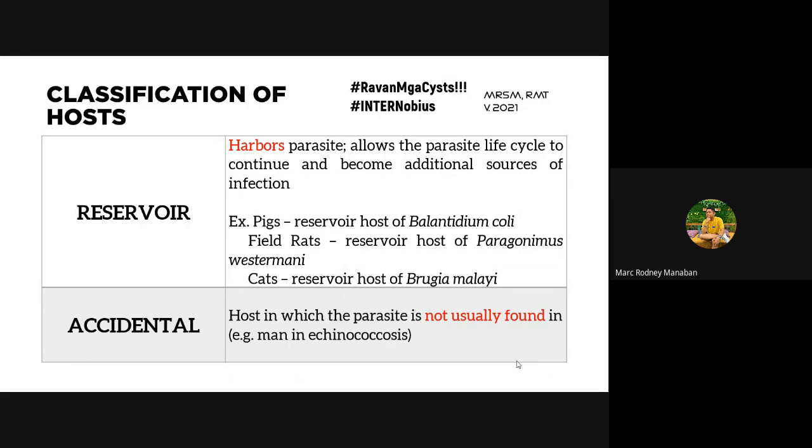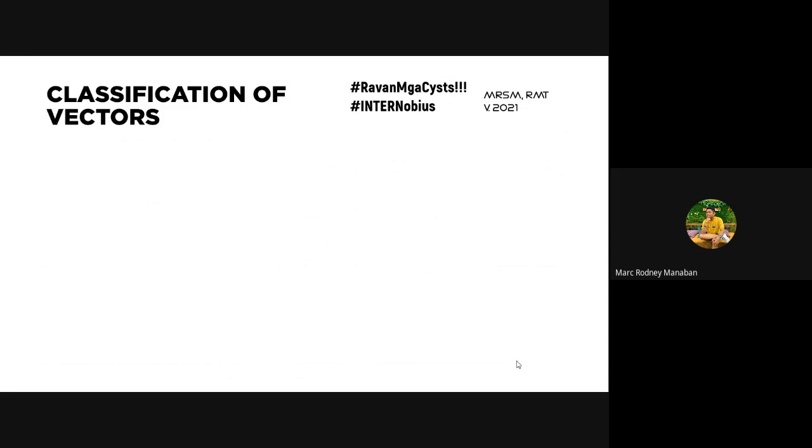Okay. And of course, accidental hosts, similar with your accidental parasites. Again, it's the host in which the parasite is not usually found, or the parasite isn't supposed to be there, okay? So example again, man in echinococcosis. But because of accidental ingestion, the host can acquire this parasite. And the host now becomes an accidental host. Okay, all right.